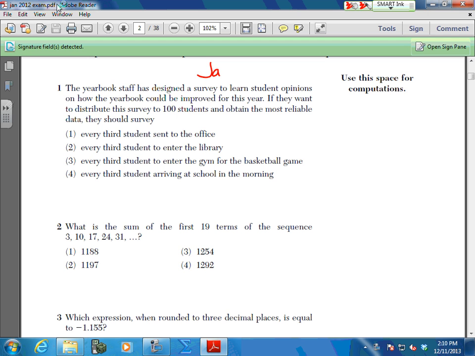We're going to begin January 2012. Now, the first problem in January 2012 is a statistics problem. And they're looking to take a survey of a certain group, and they want to know certain people's opinions. So if they want to distribute this to 100 students and obtain the most reliable, unbiased answers that have no convenience, that won't be swayed one way or the other, they want to pretty much get a mix of everybody. They're asking, where should they survey?